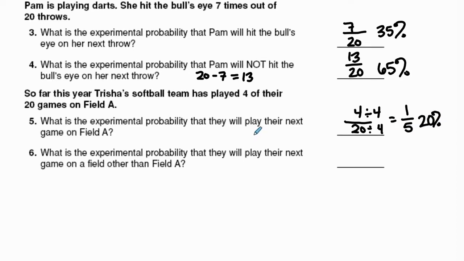Okay, so if 4 out of 20 were on field A, we can subtract that to figure out how many times they played on field B. 16. So 16 out of 20, and again we can simplify that by dividing by 4. That tells us that 4/5 is the probability of playing on a field besides field A, and that's going to be 80%.